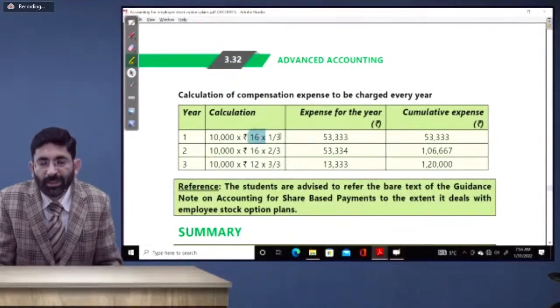Vesting period is 3 years, so it is to be written off by multiplying with 1 by 3. So the expense for the first year to be written off is 53,333.